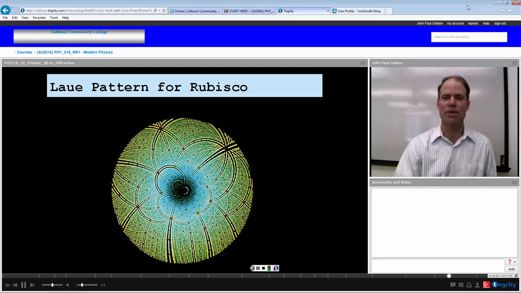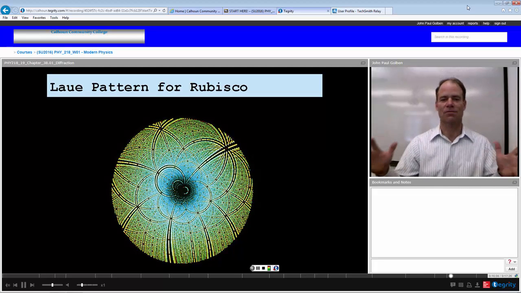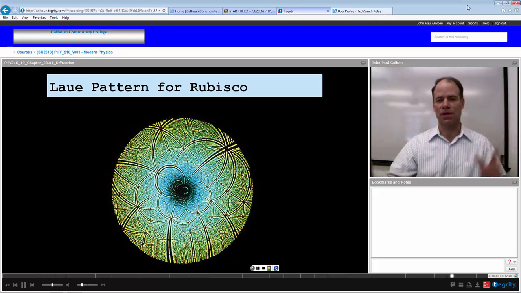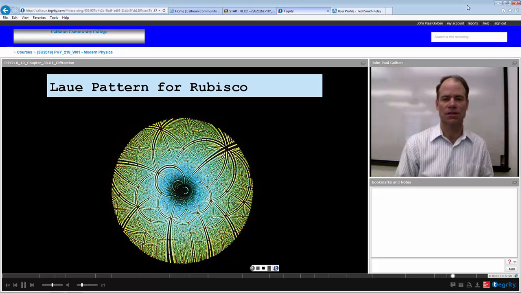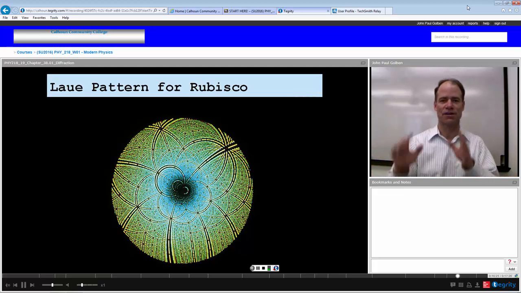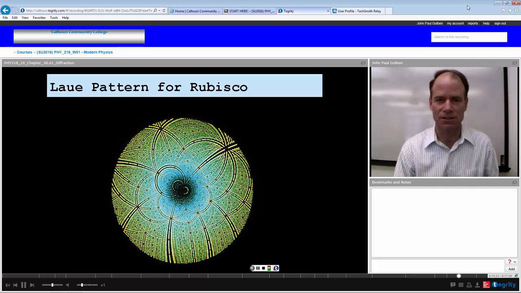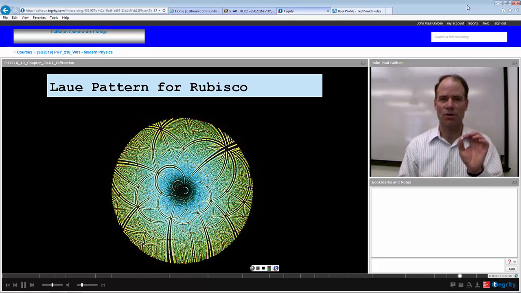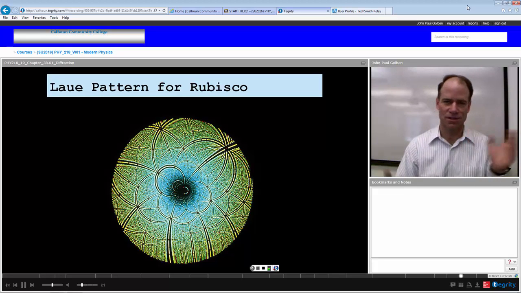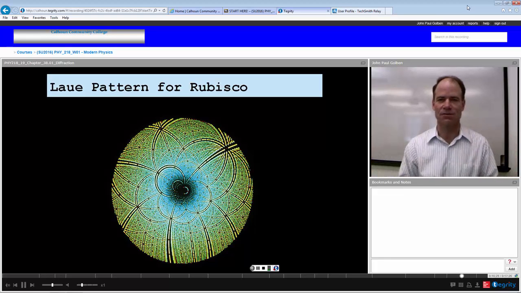Here's a Laue pattern for Rubisco. Again, same sort of thing. Very beautiful, but the location of these interference maxima will help you locate where the atoms are and reconstruct this crystal. You have to have good crystals to do this. So you can't just take any kind of substance and put it out there and expect to see a good X-ray pattern. You want to grow a nice crystal, which is a whole new science in itself, crystal growth.